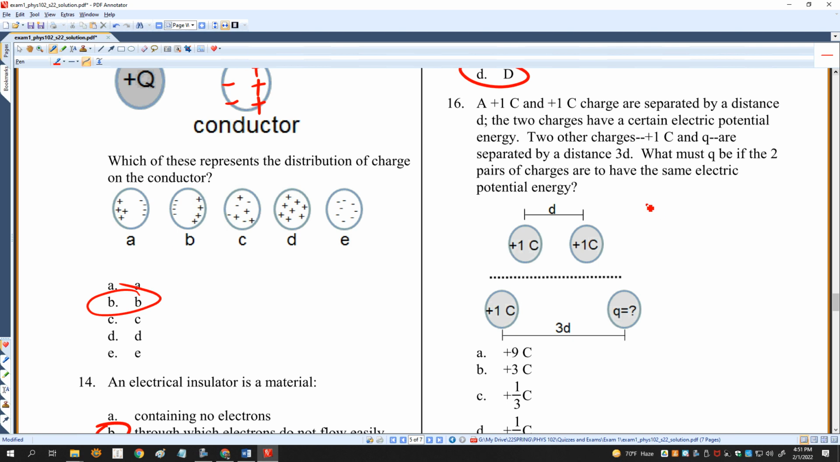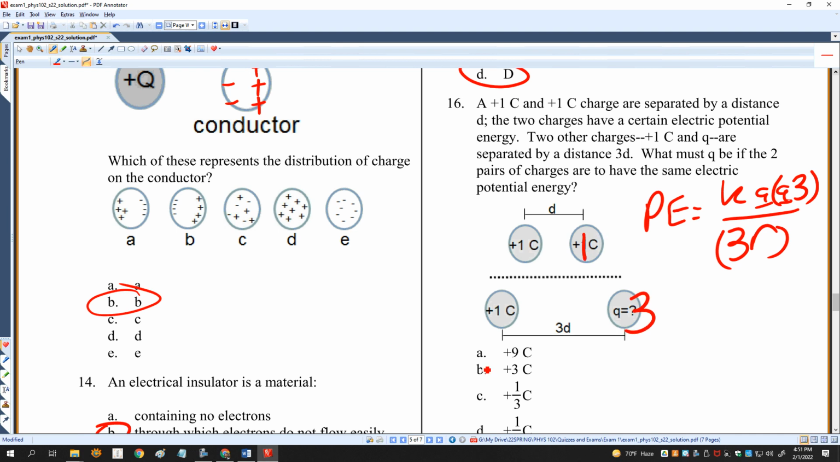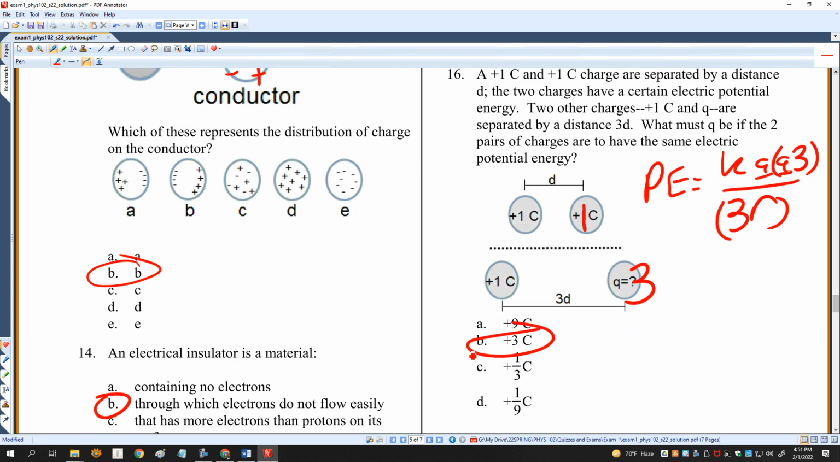Okay, I'm looking at potential energy. Potential energy, remember, is kQq over r. What must Q do? I move these charges so that they're 3 times as far away. But I want to keep the same potential energy. In order to do that, I have to increase that by 3. So this was 1 coulomb. Now it needs to be 3 coulombs.